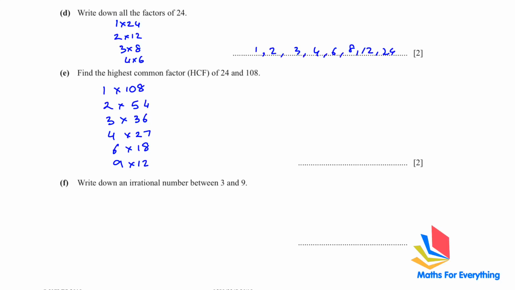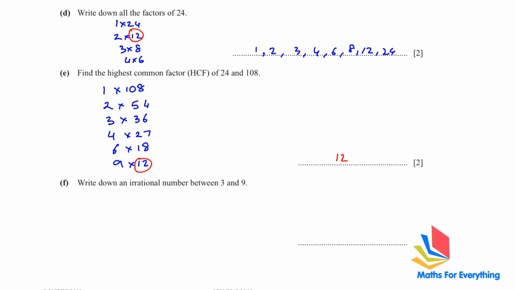And we have already found the factors of 24 here. What is the highest common factor? You can see that it is 12. So the answer is 12. You can do either way, whichever way you find easy. But if they say LCM, then use the previous one.